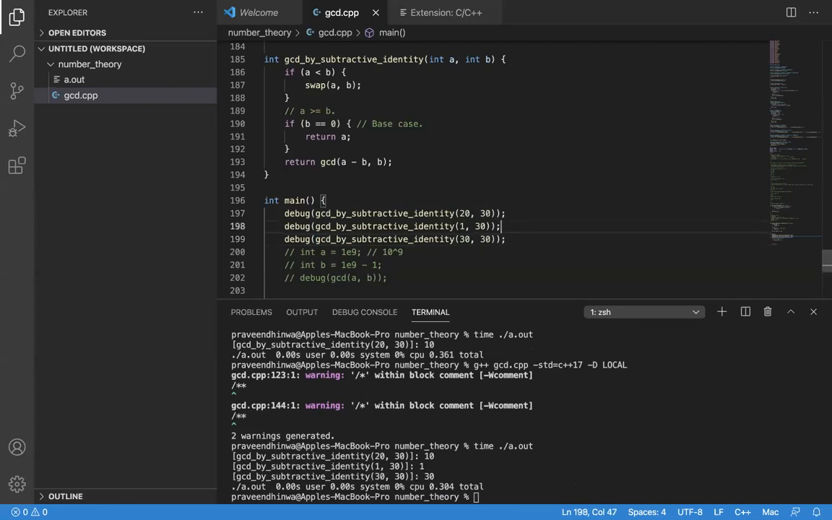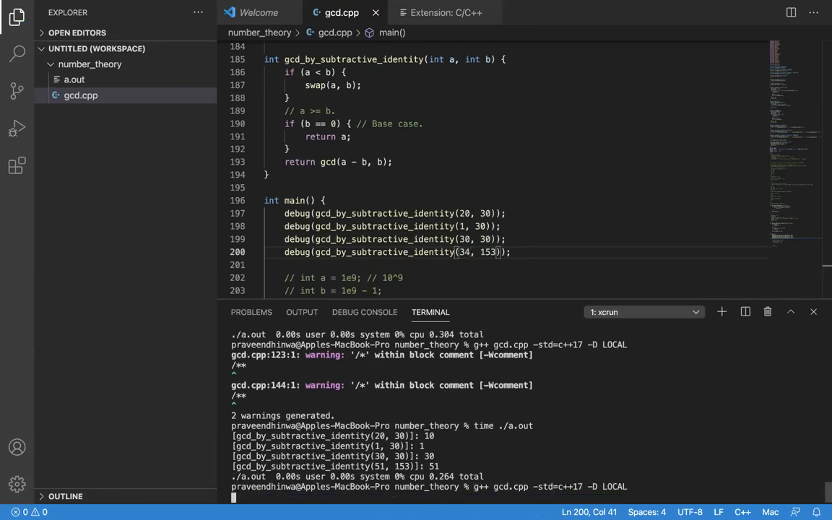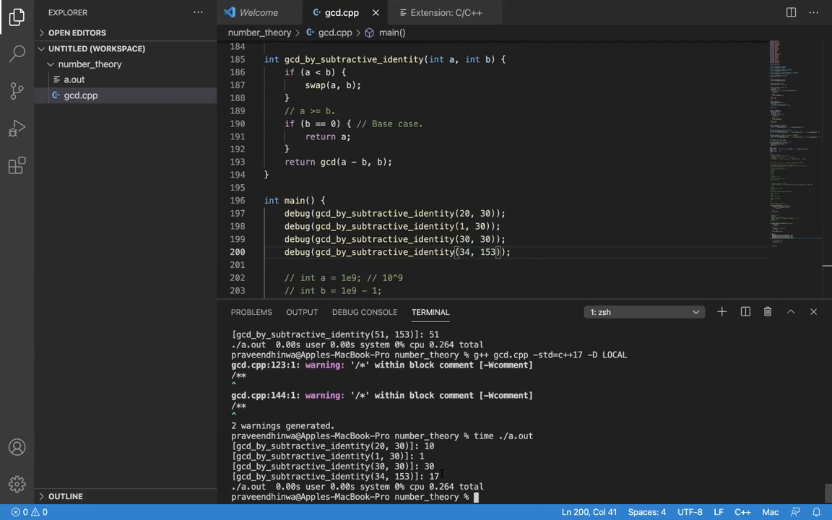So let's try something interesting. Maybe 17 into 3 is 51, and 17 into 9, let's say 153. Let's try this. So 51, 153 is of course 51. So let's try 34, 51. So this is 17. So 17 is the largest number which divides this.